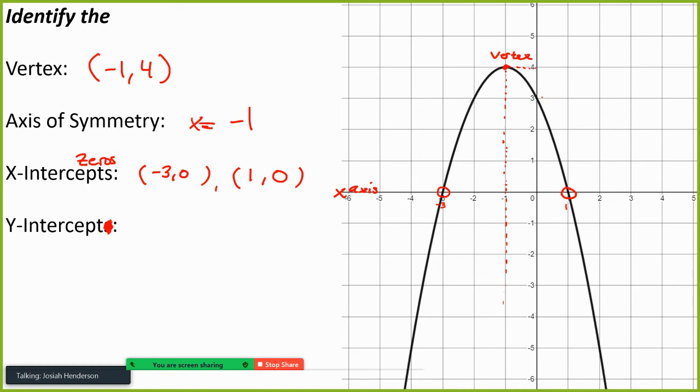Then the y-intercept is this spot right here. The y-intercept is where our line is cutting through the y-axis, and that is at 0, 3 for this example.